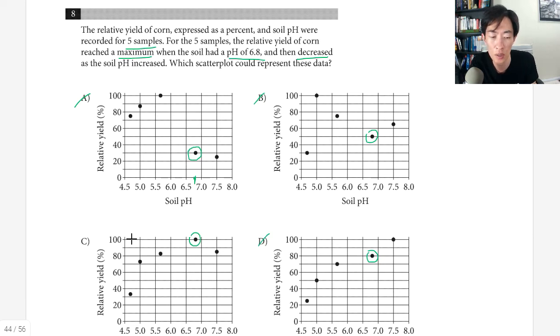And so notice that when you're looking at choice C, if you would approximate it with a curve, it does exactly what the problem is saying. It says the yield reached a maximum at 6.8 and then decreased as the soil pH increased. So you might have pictured in your head that you were looking for a curve that looked like that. But probably the fastest way to do this was just look at the dots and find the max at 6.8. So C is the answer.